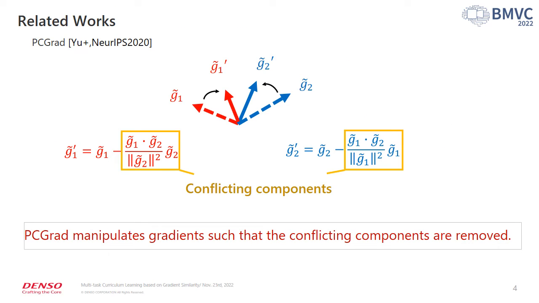There are several approaches to tackle gradient conflicts. PC-grad is one of them. As shown in this figure, by clipping orthogonal components for the other task, PC-grad removes conflicting components of each gradient.